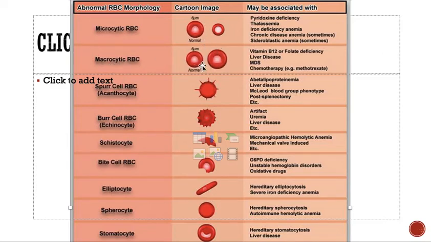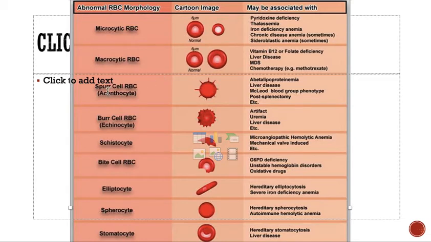And we have discussed this thing. Vitamin B12 or folate deficiency, liver disease, myelodysplastic syndromes, as well as chemotherapy. So small cells are called microcytic, large cells are called macrocytic. Pale cells are called hypochromic, right?